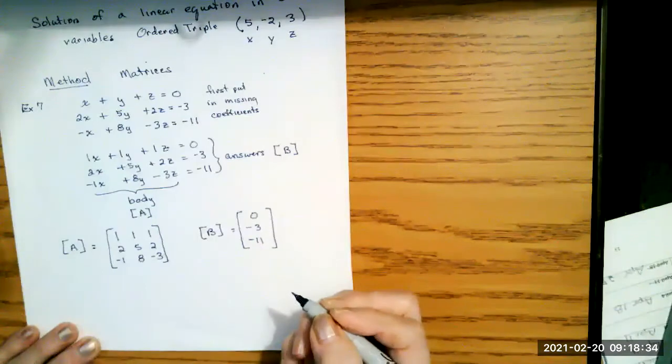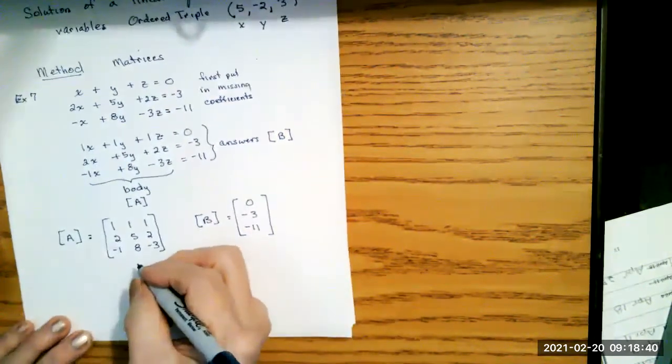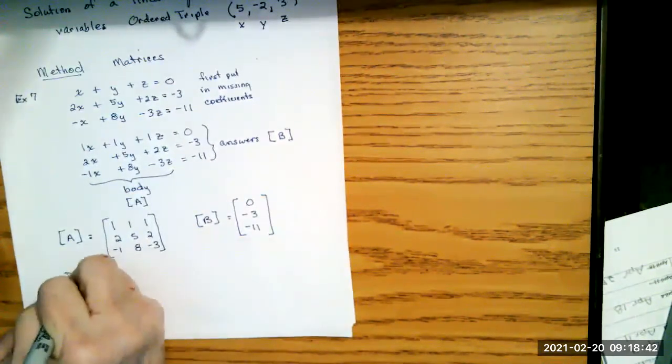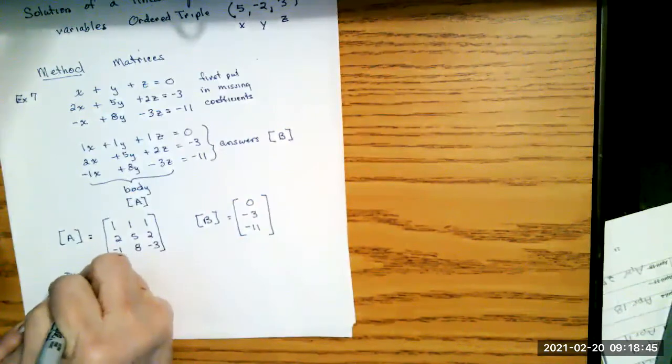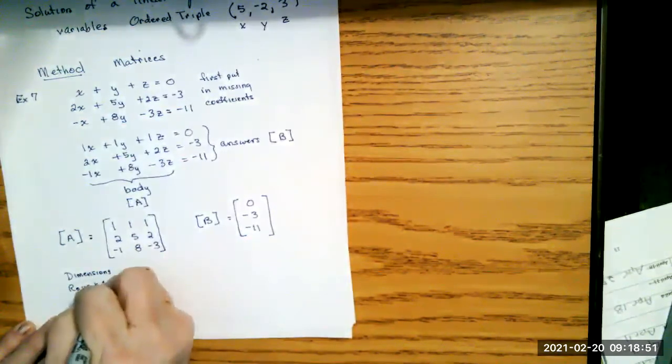Okay? Now, in addition to knowing what a matrix is, you'll need to know some dimensions. So dimensions are things that we'll have to put in first. And it's the number of rows by the number of columns.